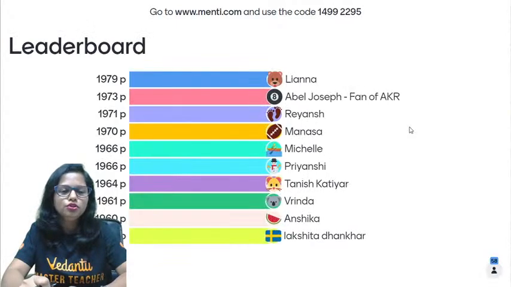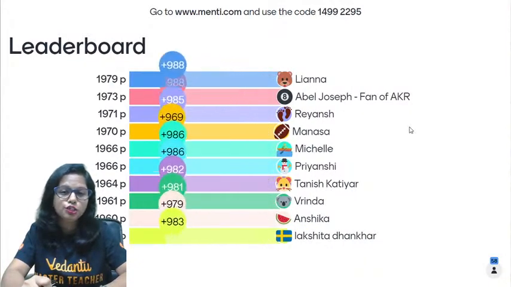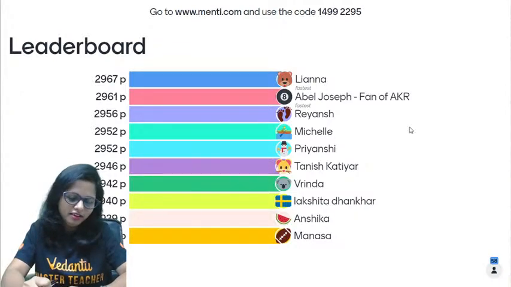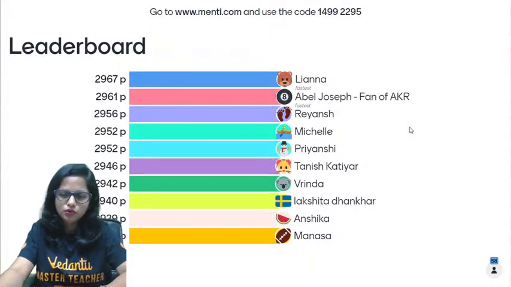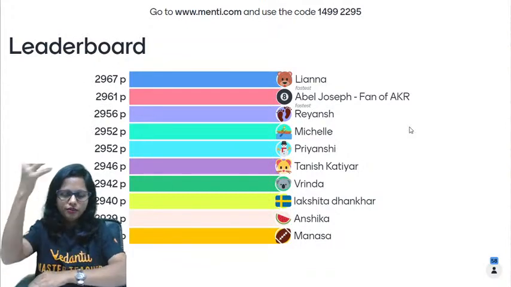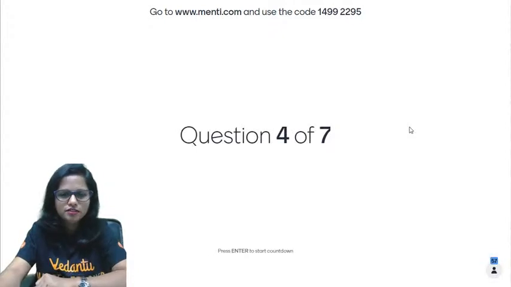And now, people, today also I'll be observing who becomes my official Chintu candy for the day. As of now, I can see Liana is constant on the top. So let's see kaun banega mera official Chintu candy. And from the previous session, I did not show you the names today, na? I didn't. In the next session, I'll add up. Okay? So come on. Let's move on to the next one. Here, Liana, Abel, Riyansh, Michelle, Priyanshi, Tanish, Vrinda, Lakshita, Anshika, Manasa are on the leaderboard. Fab kids.